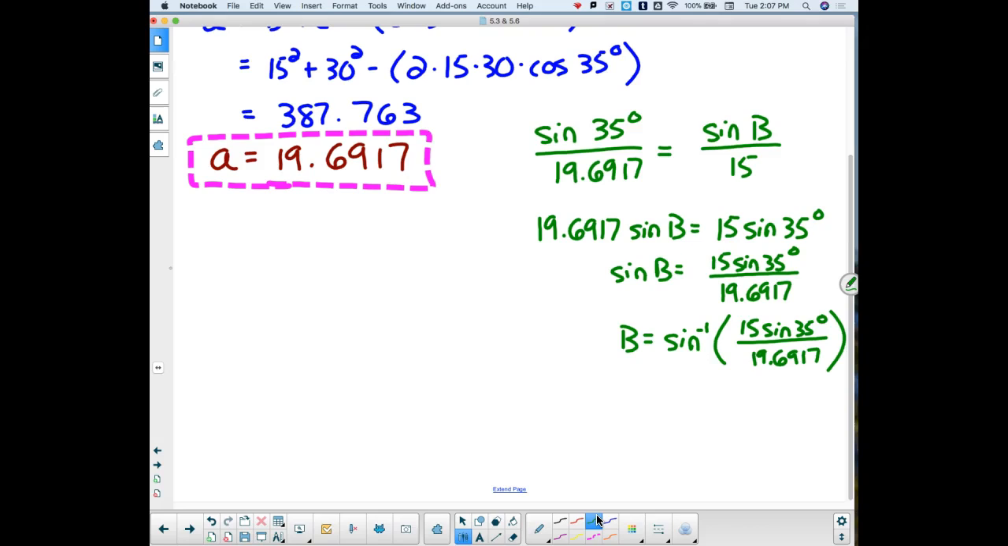15 sine of 35 degrees divided by side A, and I get angle B here is 25.9074 degrees.